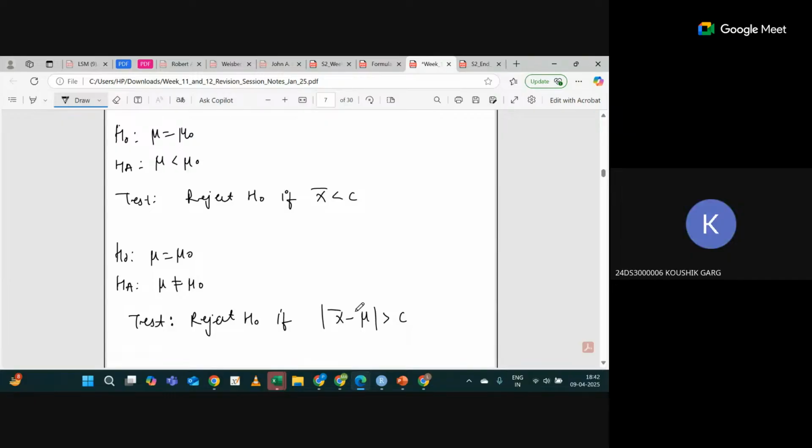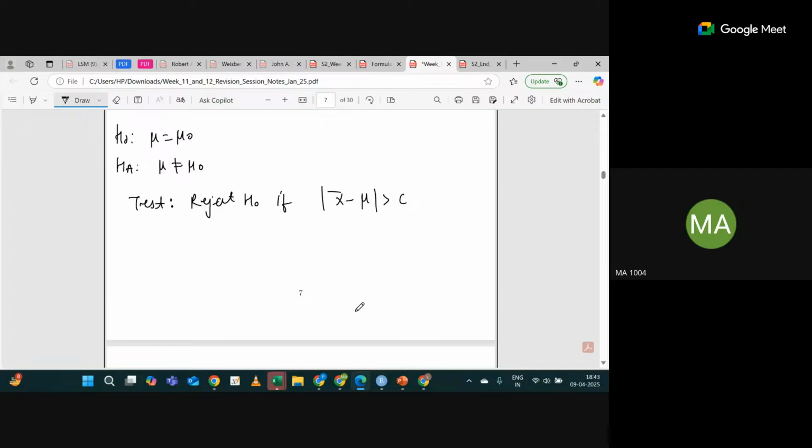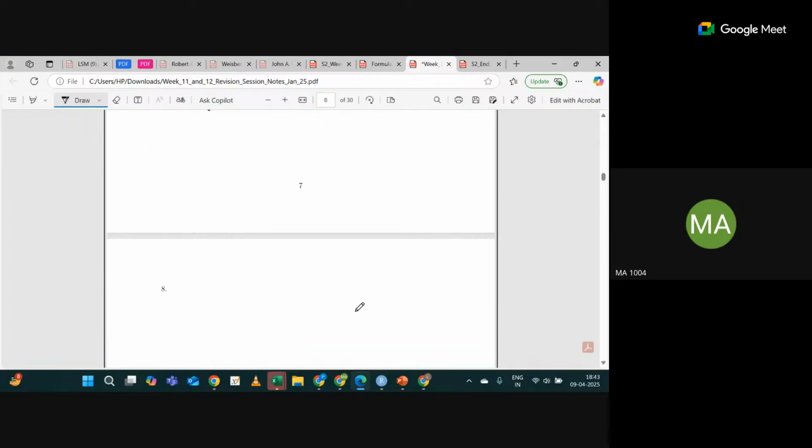So what is the usual procedure? I will write it in general, and then whenever I solve a problem, that will give you the idea. Suppose the situation is H naught: mu equal to mu naught, and the alternative is mu greater than mu naught. So these are the general steps.